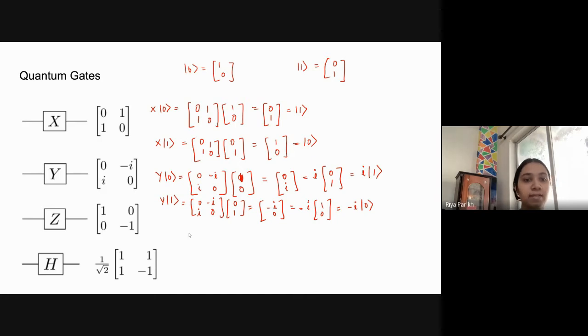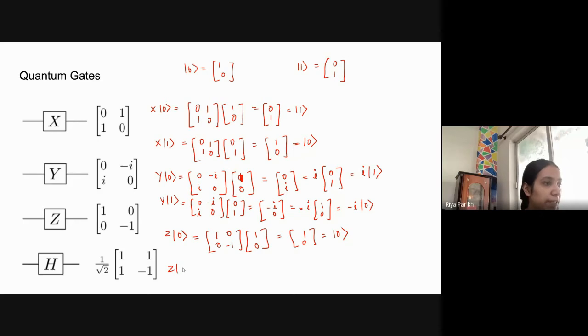For the Z gate, applying it to state 0: (1, 0; 0, minus 1) times the state 0, (1, 0), and what we get is (1, 0). So as we saw earlier, the state of the qubit did not change. We again get the 0 qubit back. So it does not affect the state of qubit 0.